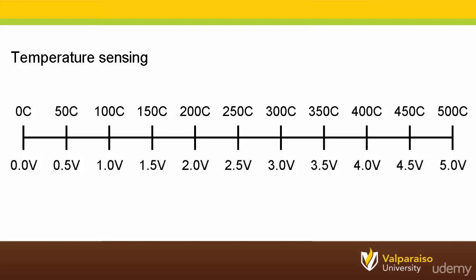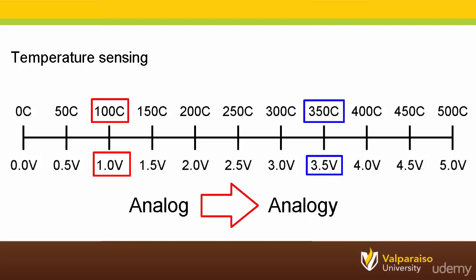Our temperature sensor has an output that varies continuously with its ambient temperature. For example, the output of the temperature sensor might be 1 volt if the ambient temperature was 100 Celsius. Similarly, the output could be 3.5 volts when the temperature is 350 degrees Celsius. The output of the temperature sensor is analogous to the ambient temperature. Because of this analogy between the output voltage and the input ambient temperature, we call the continually varying temperature sensor's output voltage an analog quantity.